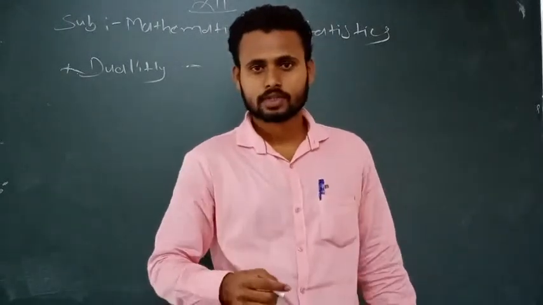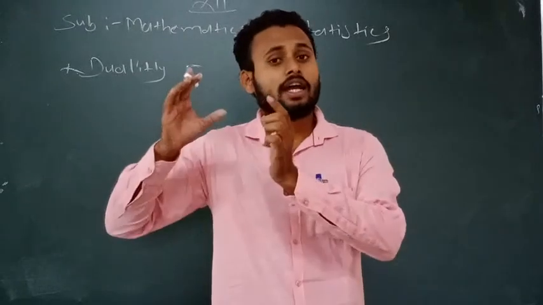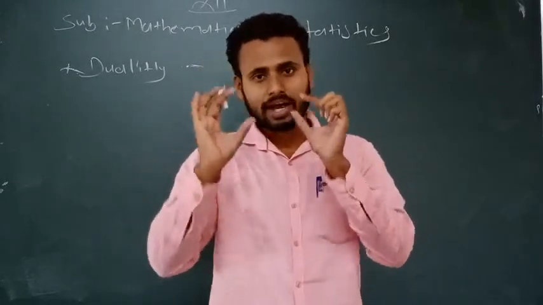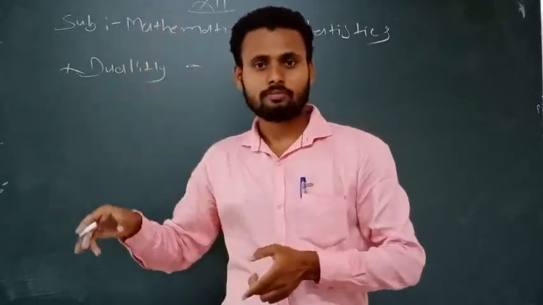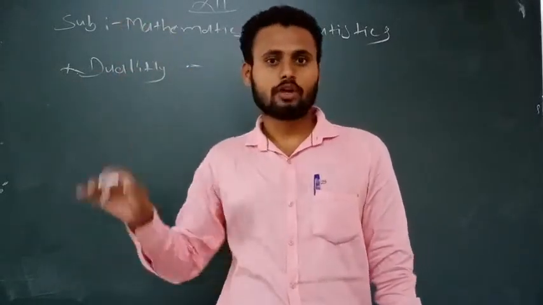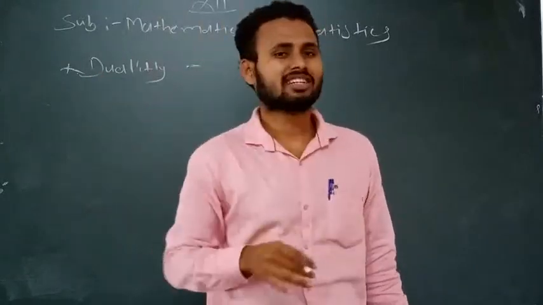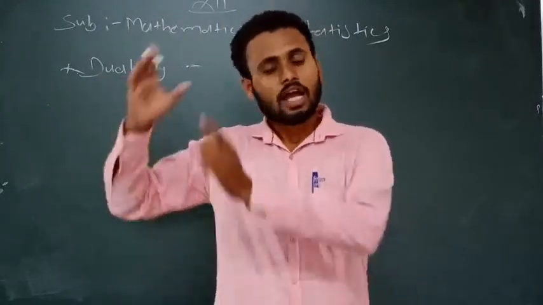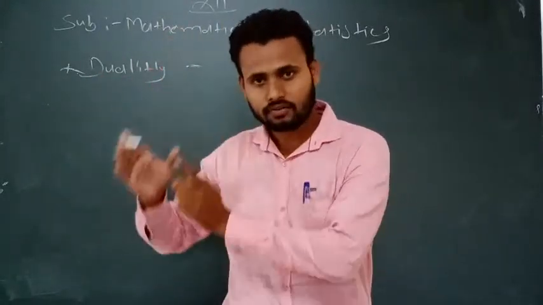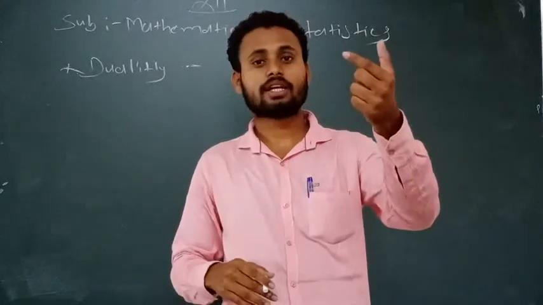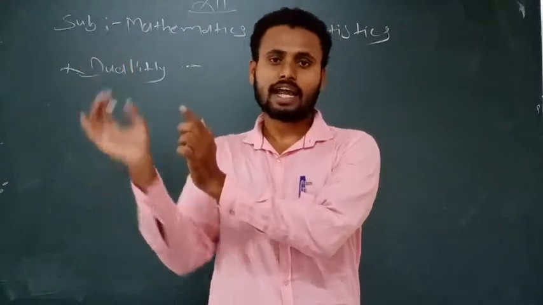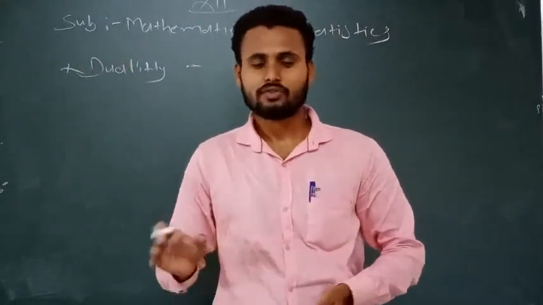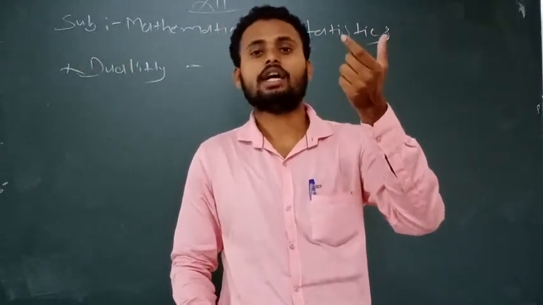Based on this, tautology means what? For any statement pattern, if you find its truth table, and in the last column all the truth values are T, then we say that the given statement pattern is a tautology. And if in the last column there are all F values, then we say that the given statement pattern is a contradiction. And if in the last column there are both T and F values, then we say that the given statement pattern is a contingency.